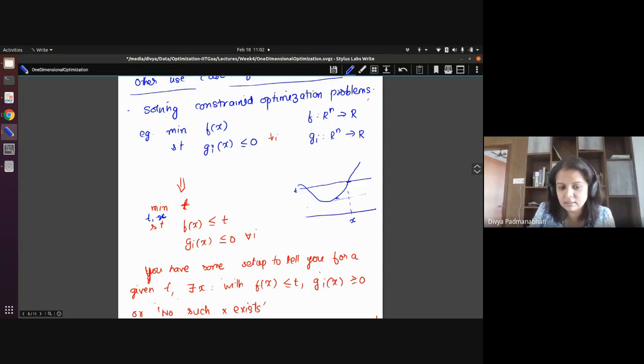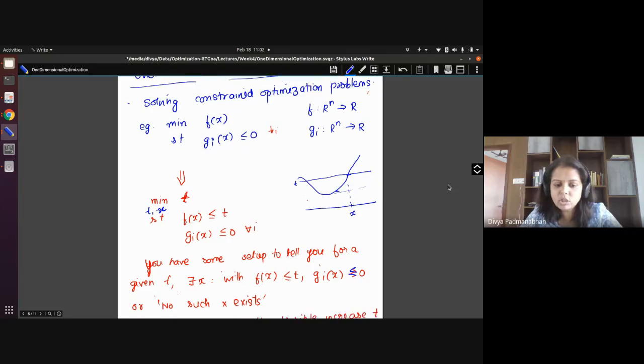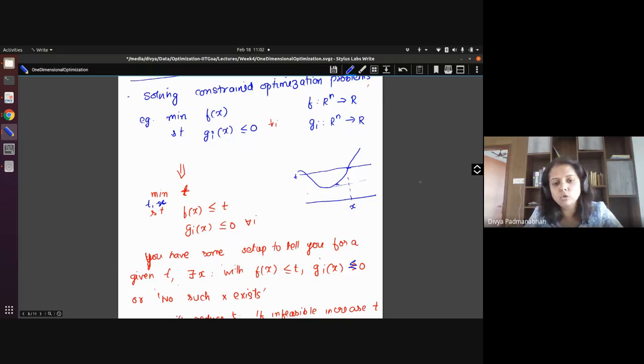Okay, so it's a typo. So g_i(x) is less than or equal to 0. Do you have a point x which satisfies these constraints? Suppose you have this kind of a black box which tells you that, then what you can do is you can make repeated calls to that black box. So how would you do that?